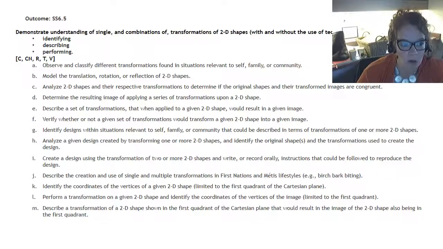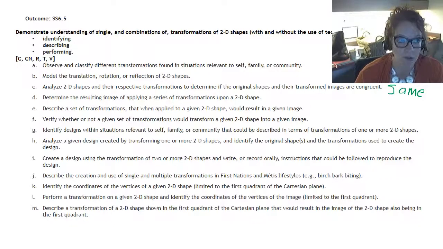B says to model the translation, rotation, or reflection of 2D shapes. So being able to draw it with a pen. Analyze 2D shapes and their respective transformations to determine if the original shape and the transformed shape are congruent. So congruent means same size, same shape. It might be in a different location, but it's exactly the same measurements and it's the exact same shape, same sides, all that jazz.